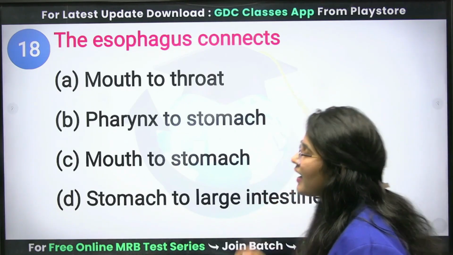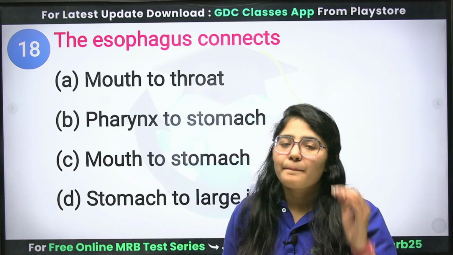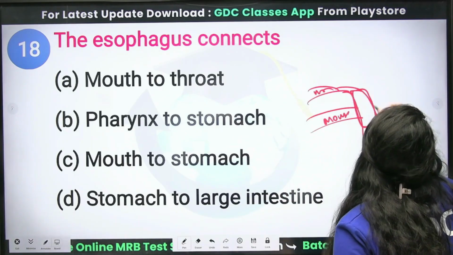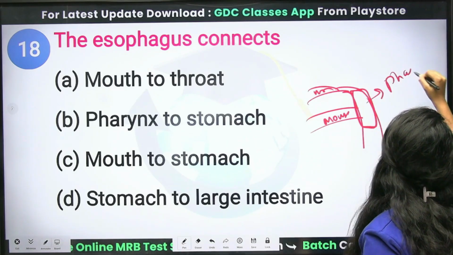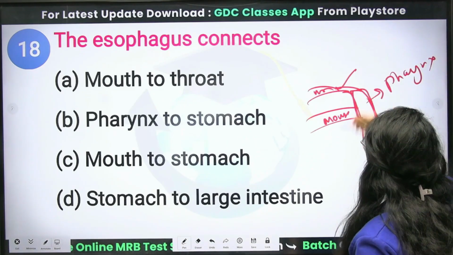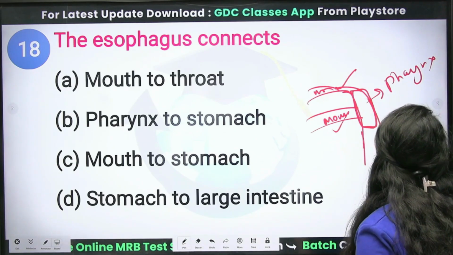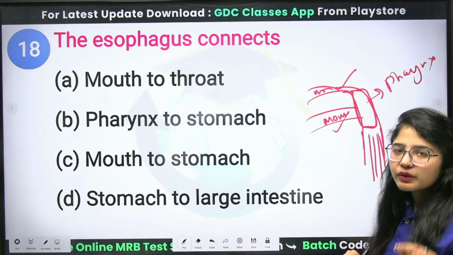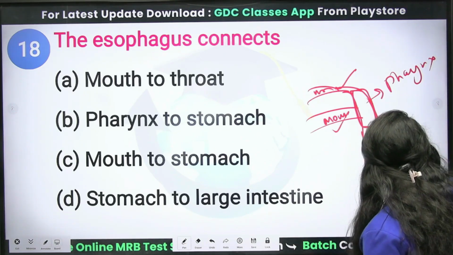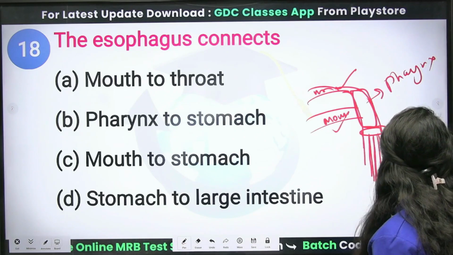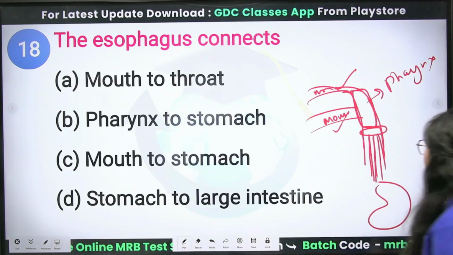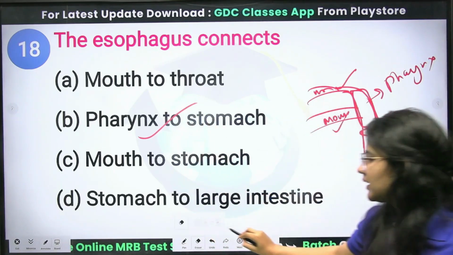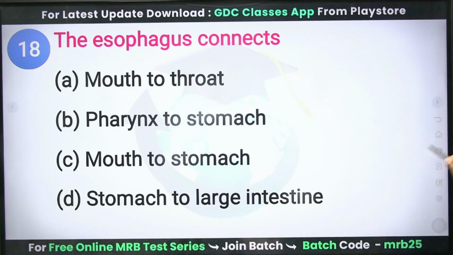The esophagus never connects from your mouth. It connects from your pharynx. How? This common pathway is known as the pharynx, which is a common pathway both for your nose and for your mouth. Afterwards, the esophagus and windpipe both originate. So the esophagus is connected through your pharynx and reaches up to your stomach. So the correct answer will be pharynx to stomach. Clear? Okay. Next question.